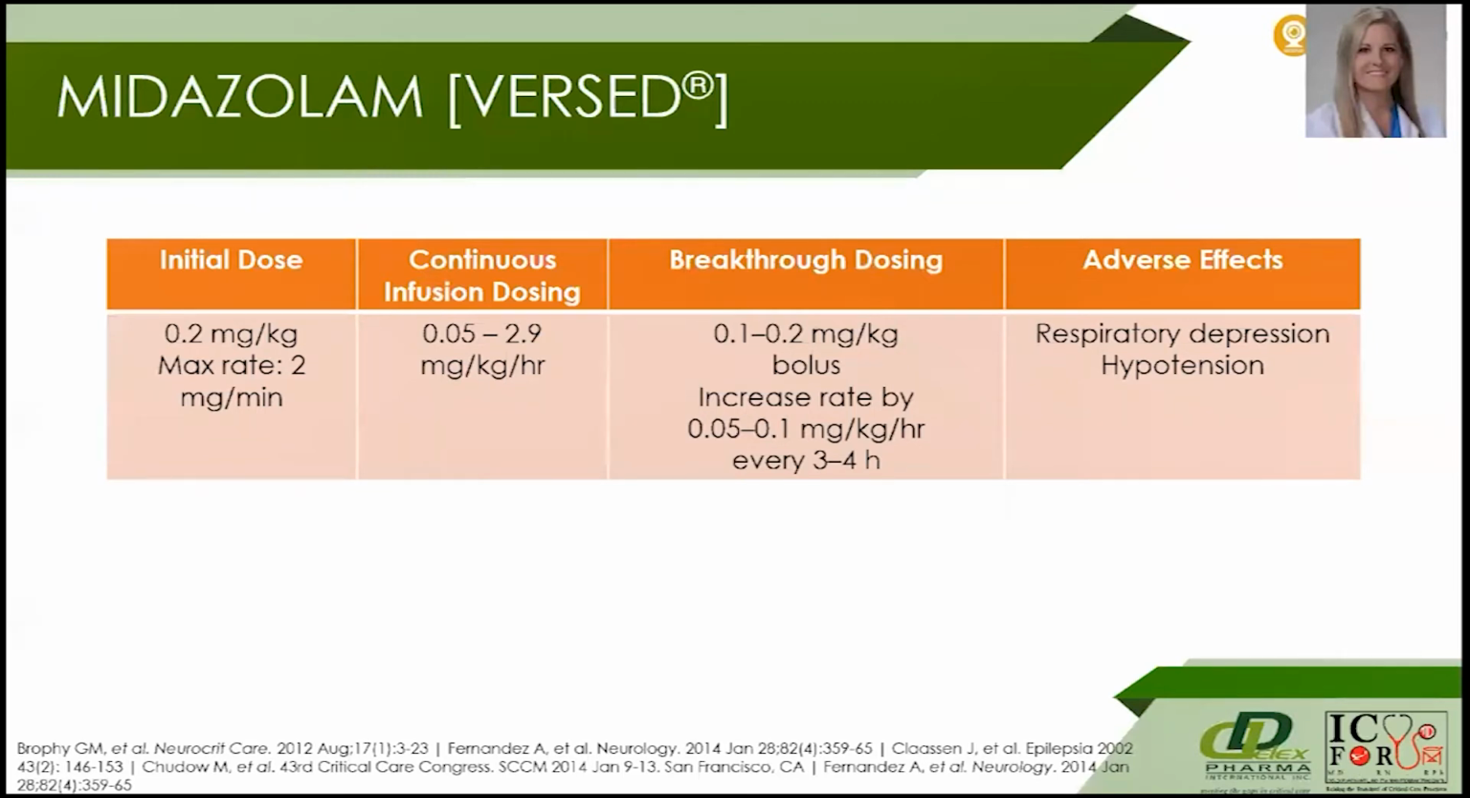For breakthrough dosing, they can consider giving boluses of 0.1 to 0.2 milligrams per kilo, and it's recommended to increase the rate by 0.05 to 0.1 milligrams per kilo per hour every 3 to 4 hours. We do need to watch out for respiratory depression. However, the patients are intubated, so this is negligible. But we do need to watch out for hypotension. Typically with all of these agents, you want to have a pressor ready and on board because they will likely make patients hypotensive at these large doses.